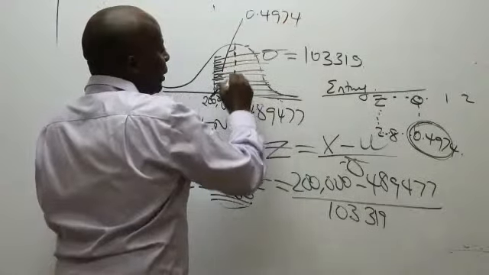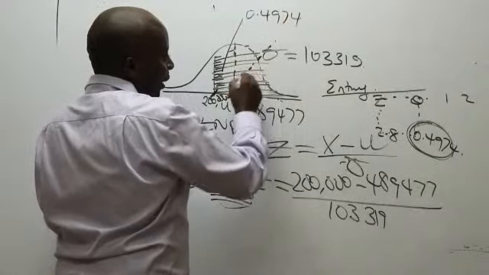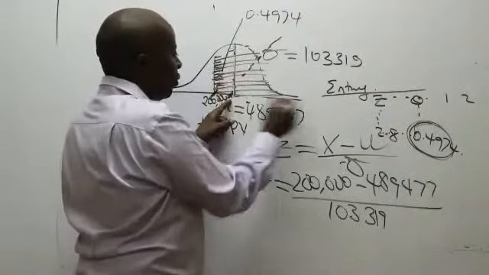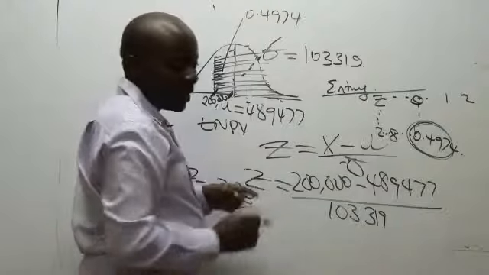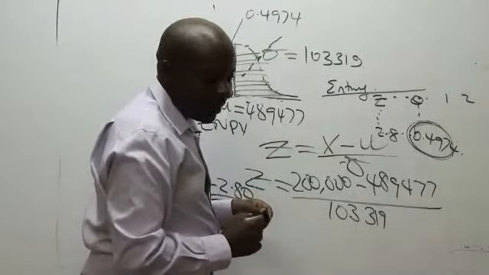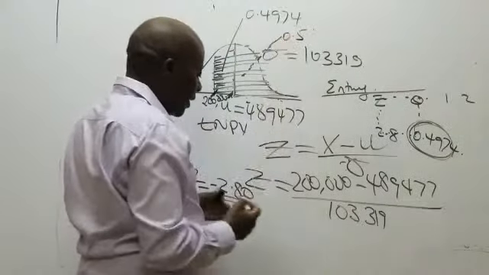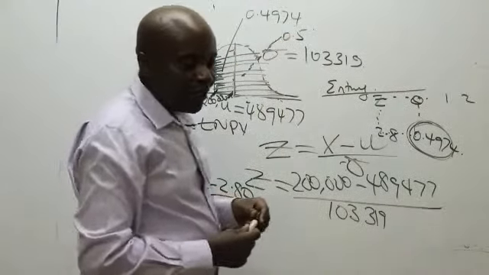Then what do you know about this other half area? What is this half area from here to the infinity? They say it is 0.5. And then what I want is the total shaded area.